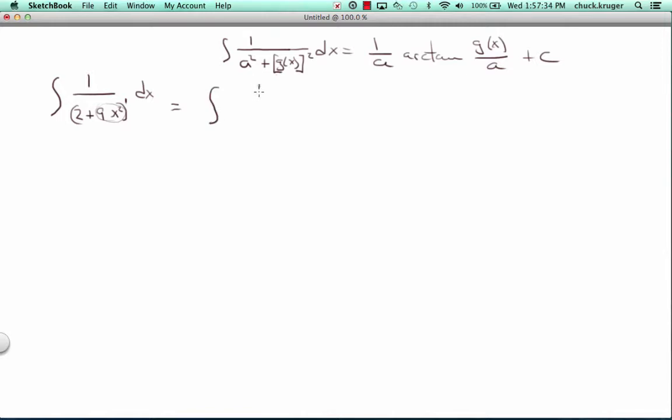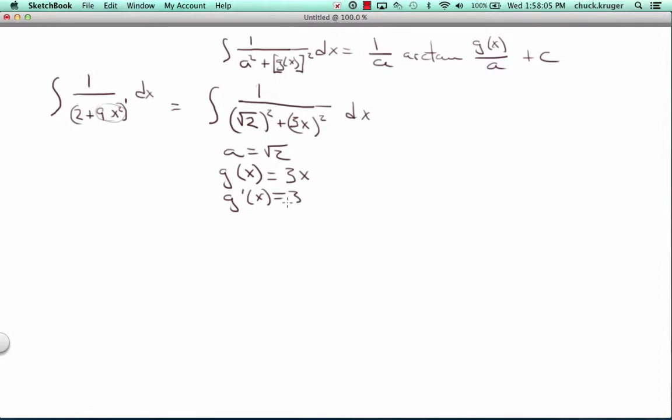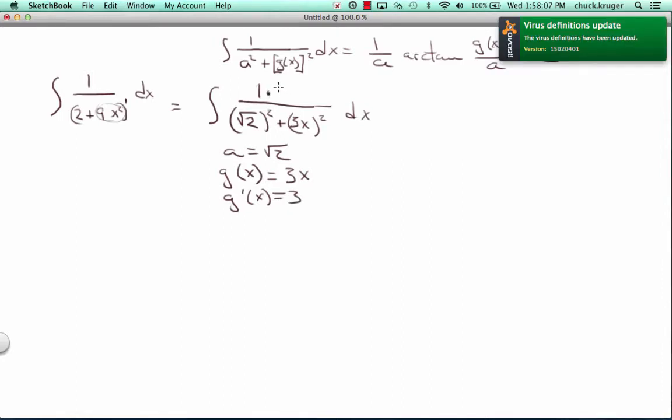Well, I'm going to have 1 over, and I'm okay with that. And I have the square root of 2 squared, because the square root of 2 squared is 2, plus 3x squared dx. So what I'm saying here is that a is equal to the square root of 2, and g of x is equal to 3x. Now when I take the derivative of g of x, I get 3. So what I need up here is a 3, which I can do.